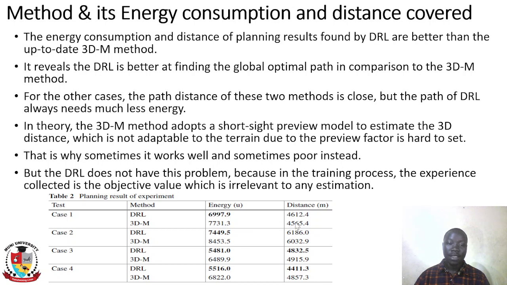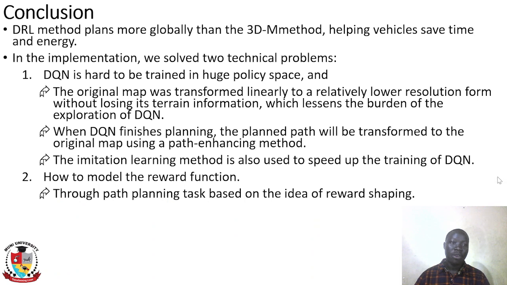But in terms of the distance, the 3DM has performed better in distance coverage than the DRL. Also in the second case, similarly, the DRL spent smaller energy, but they covered a longer distance. And in the third case, it was able to perform better. It spent small energy compared to the 3DM, but also covered shorter distance than the 3DM. And also in the fourth case, the same. So from here, we can make the conclusion that the DRL method plans more globally than the 3DM method, helping vehicles to save time and energy.